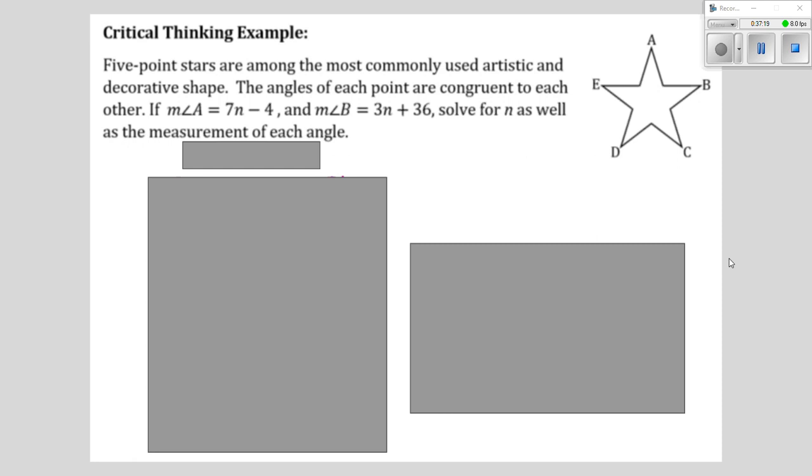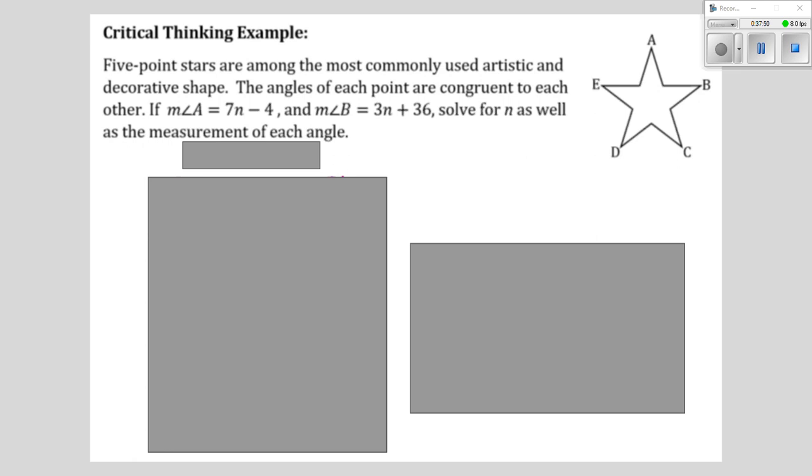All right. Most of you may have done this critical thinking example. Most of you maybe not. Again, they tell you about a 5-pointed star. And they said that the angles of each point are congruent to each other. So that means angle A is 7n minus 4, and angle B is 3n plus 36. They want you to solve for n and the measurement of each angle, so angle A through E.